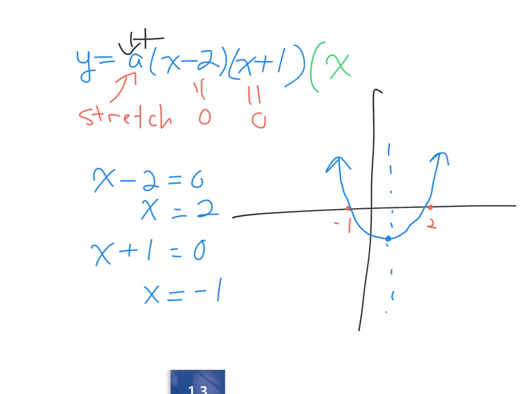Let's say x plus 3. So now what I've done is I've created 3 x-intercepts instead of simply 2. That third x-intercept is going to be at x equals negative 3 once I set that x plus 3 to 0. So now I know I have a third x-intercept over here at negative 3. There we go. So that will help us now to sketch this.